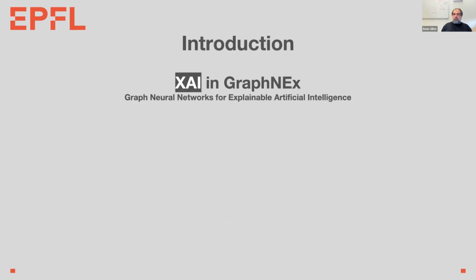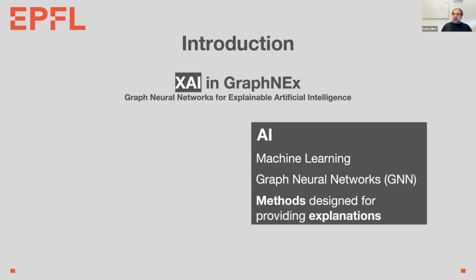In GraphNex, it's an urban project where we work on graph neural networks for explainable artificial intelligence. And in that project, I'm working especially on the interfaces for explainability. So obviously, if you look at the AI side, in the project, we promote graph neural networks as methods for providing explanations. So somehow it's really looking at the best methods to extract useful information for explainability.